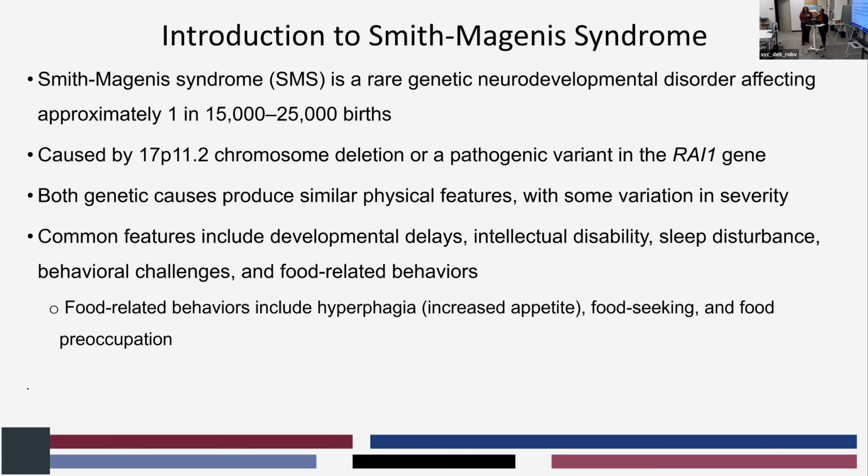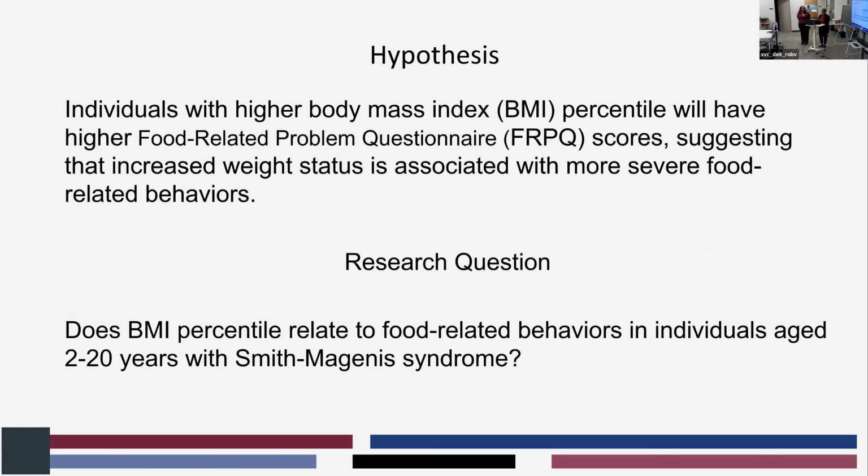One of the most significant concerns involves food-related behaviors. These behaviors can include excessive appetite, food-seeking behaviors, and difficulty recognizing fullness. Because of these challenges, many individuals with SMS have a greater risk of obesity, and that negatively affects their quality of life. This leads to our investigation of whether BMI is connected to these food-related behaviors.